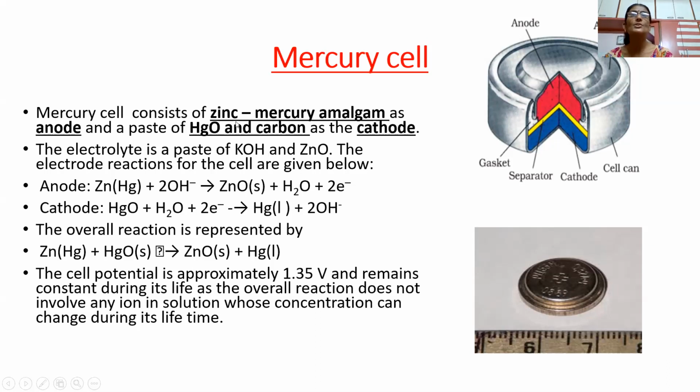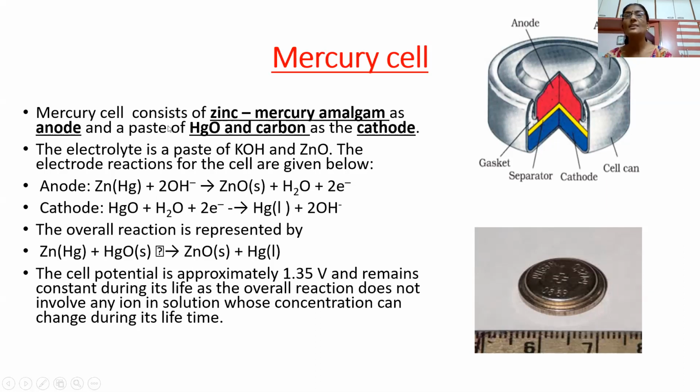So the mercury cell consists of zinc amalgam, zinc mercury amalgam, as the anode. A mixture of zinc and mercury is called an amalgam. So it is called Zn-Hg amalgam, which is the anode, and a paste of mercuric oxide and carbon is known as the cathode. Why is it called mercuric oxide? Because Hg has oxidation state +2. If it is +1, then it is called mercurous. So the anode is made up of zinc mercury amalgam, the cathode is HgO and carbon, and the electrolyte used is a paste of potassium hydroxide and zinc oxide.